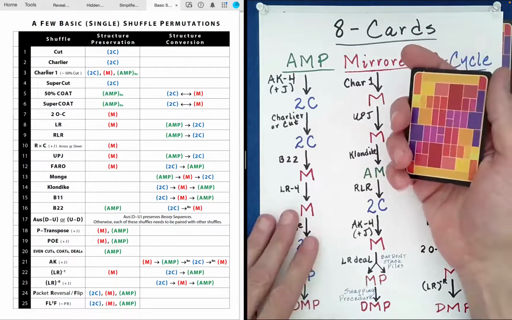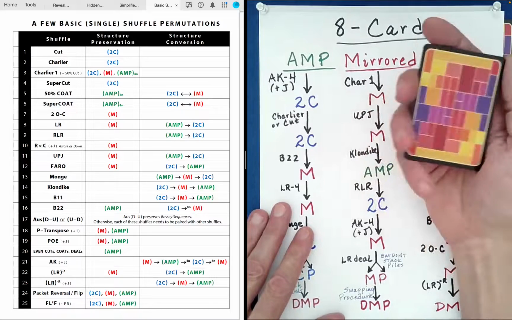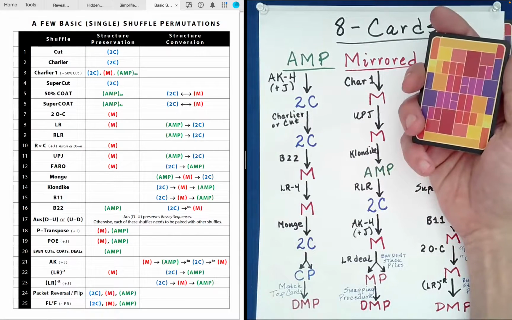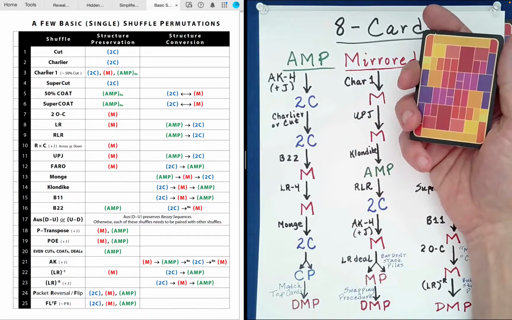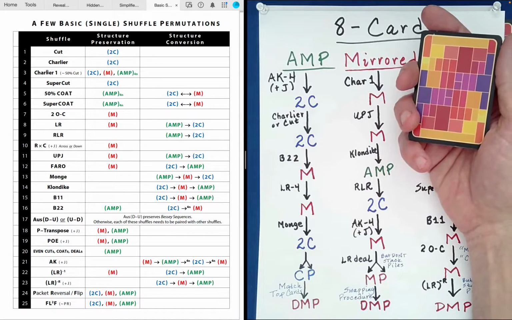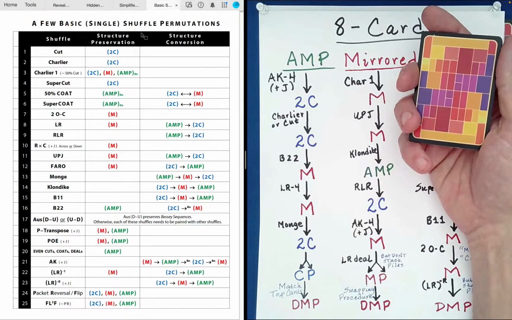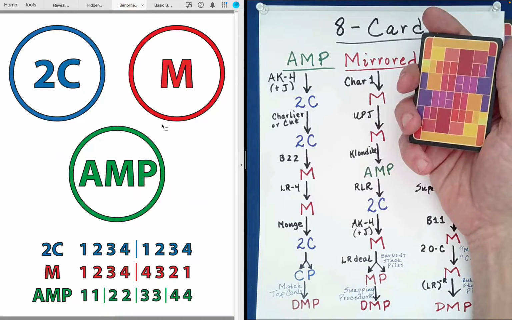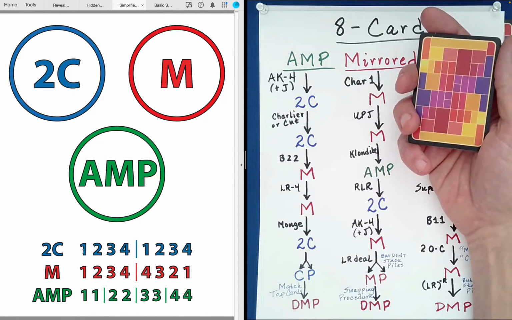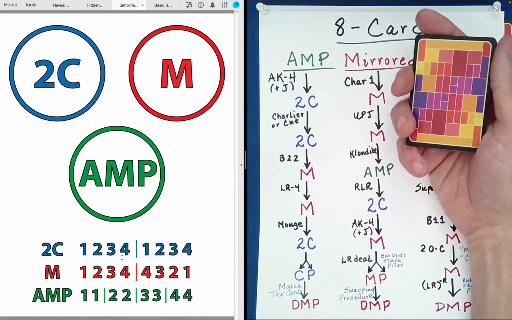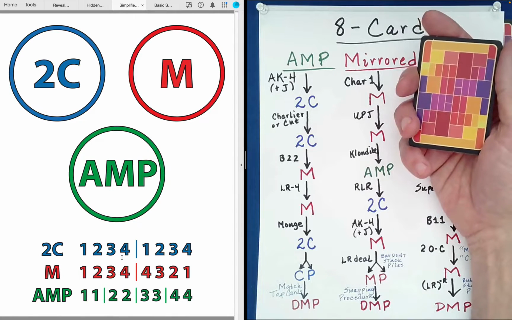Well, a Charlier 1, unbelievably actually, is identical to a 50% cutting of the cards. Well, think about a mirrored structure. If you perform a 50% cutting, will it not preserve a mirrored structure? So mirrored structure is down here, M. If you were to take the top 4 cards, 1, 2, 3, 4, and move that block to the bottom, it's still mirrored. It would be mirrored now as 4, 3, 2, 1, 1, 2, 3, 4, right?